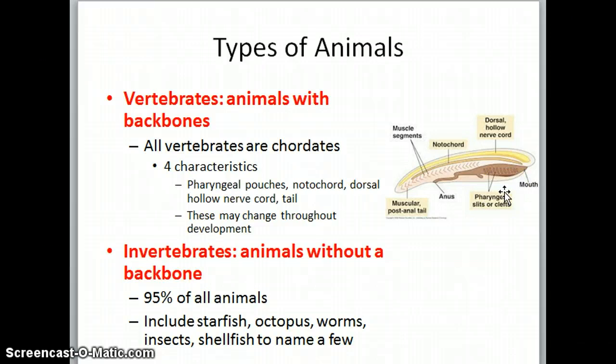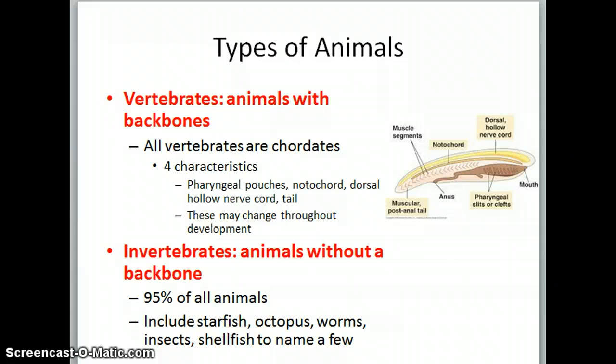The second characteristic of chordates is a notochord. This is a stiff, rod-like structure in the back. Humans have a notochord that's present before birth, but eventually the spinal column takes over this function once humans are born. So a notochord becomes the backbone in vertebrates. And the main function of the notochord is support.